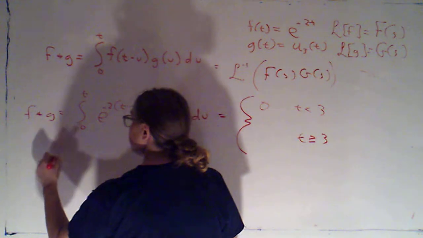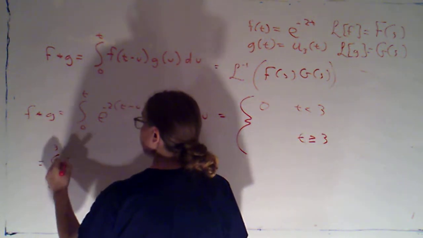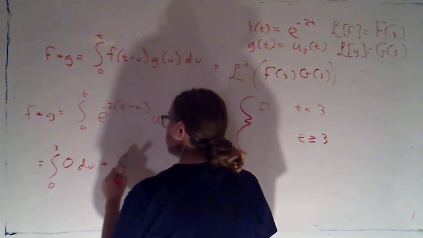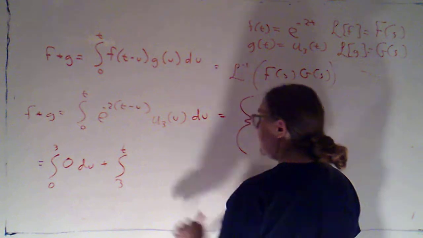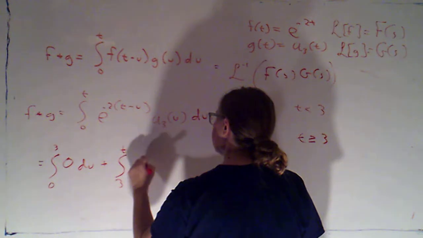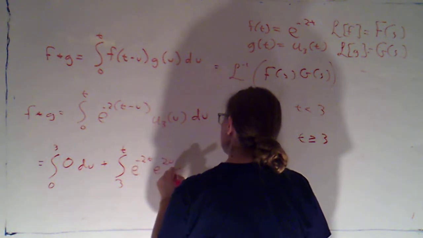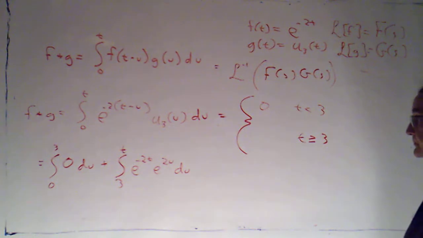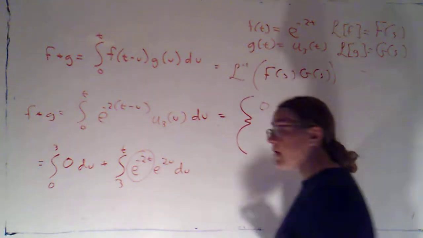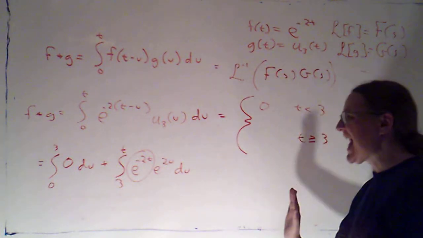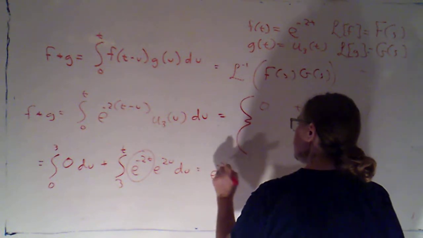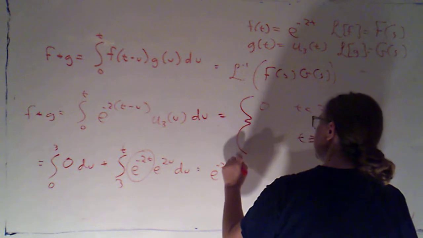So I can say this would be the integral from 0 to 3 of 0 du, because it's turned off until then, plus the integral from 3 to t. Now this is going to be turned on at 1, so I'm just getting this, which I can rewrite as e to the negative 2t times e to the 2u du. All right. Now I'm integrating with respect to u. There are no u's in e to the negative 2t. That is constant. I can pull it outside of the integral. So I'm going to have e to the negative 2t times the integral from 3 to t.